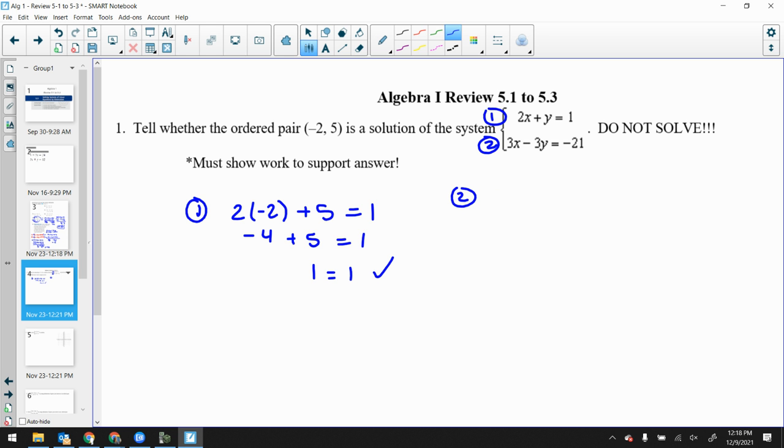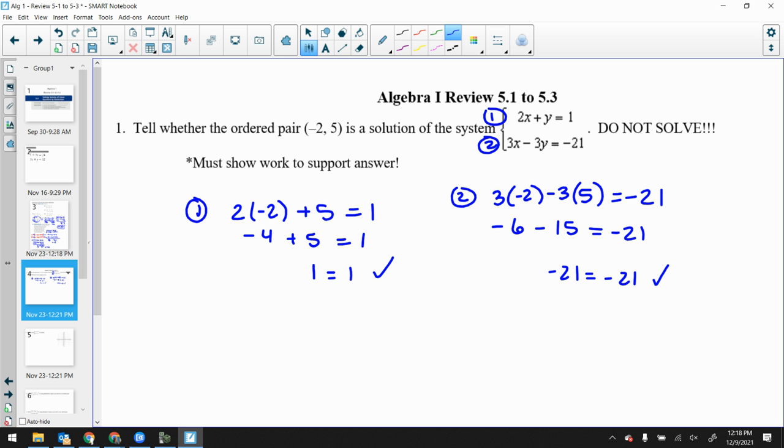We'd say 3 times, now the x value is negative 2, minus 3 times the y value, which is 5. Let's see if that checks out to be negative 21. Well, this is negative 6 minus 15. Isn't that negative 21?